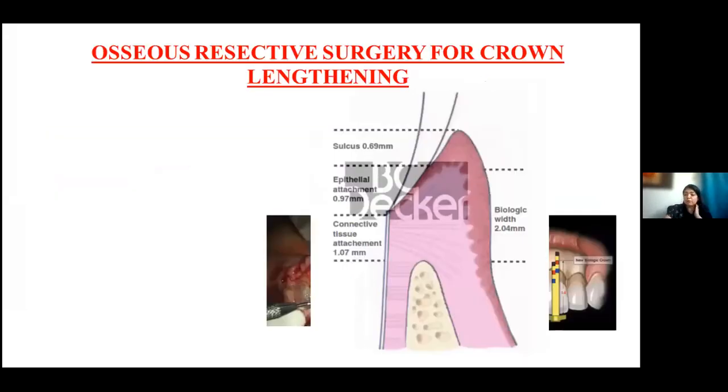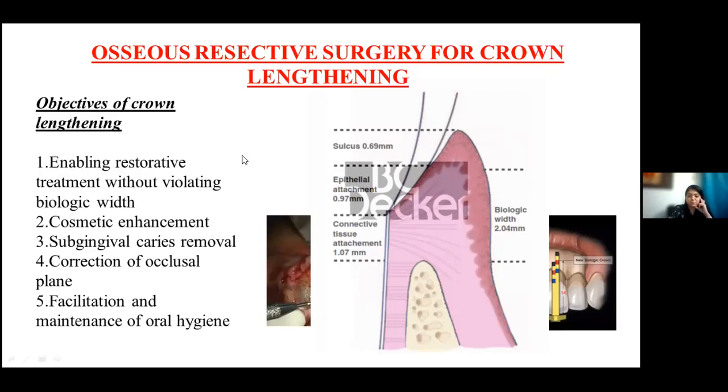Okay, now coming to crown lengthening. Here we have the concept of biological width. How much is the biological width? It's written here. Why do we need it? For all of these reasons. Biological width is basically 0.97 mm of epithelial attachment and 1.07 mm of connective tissue attachment, right? Together that is 2.04 mm.